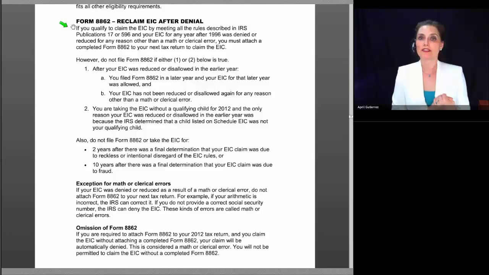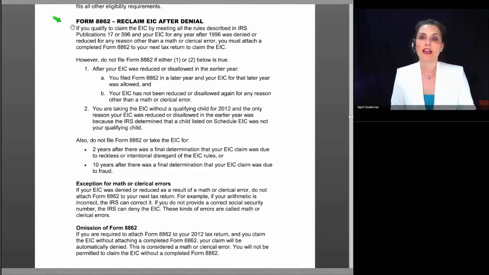That's where we basically say, yeah, the audit's closed, we know it, but we want you to reopen it and reconsider our case. And when we did that, we were able to provide enough documentation that the IRS did allow the earned income credit. But the unfortunate part about it was how much effort it took, simply because the client ignored the opportunity to respond. So with that, let's return to this Form 8862, Claim for EIC After Denial.